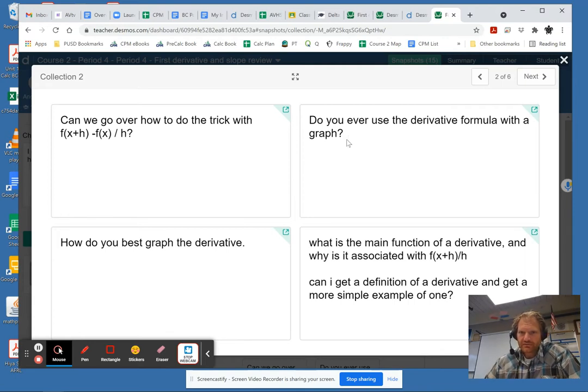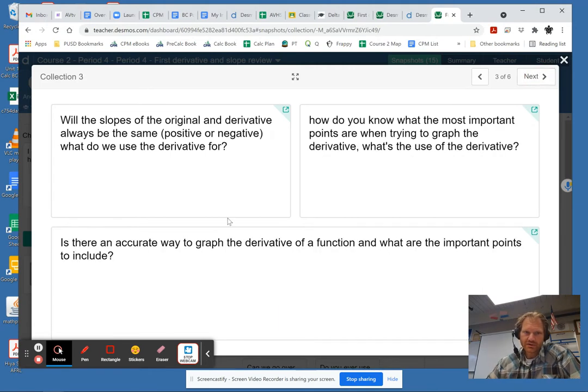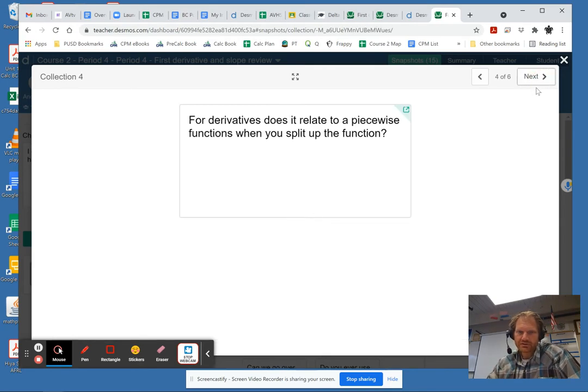Do you ever use the derivative formula with a graph? How do you best graph the derivative? What is the main function of a derivative, and why is it associated with f of x plus h over h? Can I get a definition of a derivative and get a more simple example of one? Will the slopes of the original derivative always be the same? How do you know what the most important points are when trying to graph the derivative? Is there an accurate way to graph the derivative? What are the important points to include?